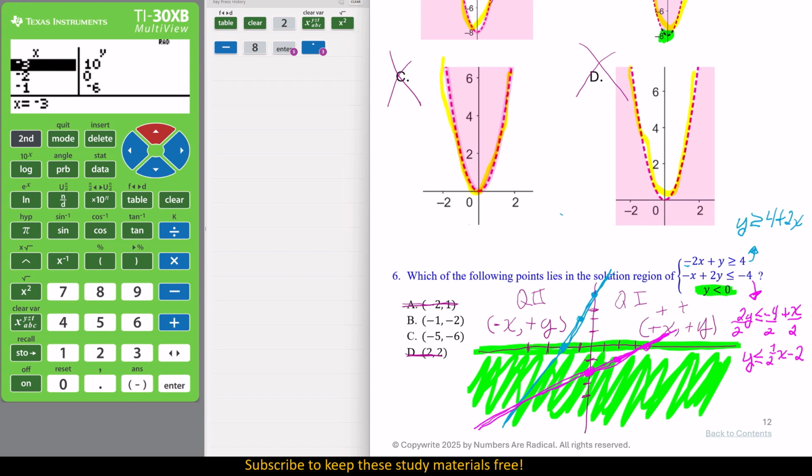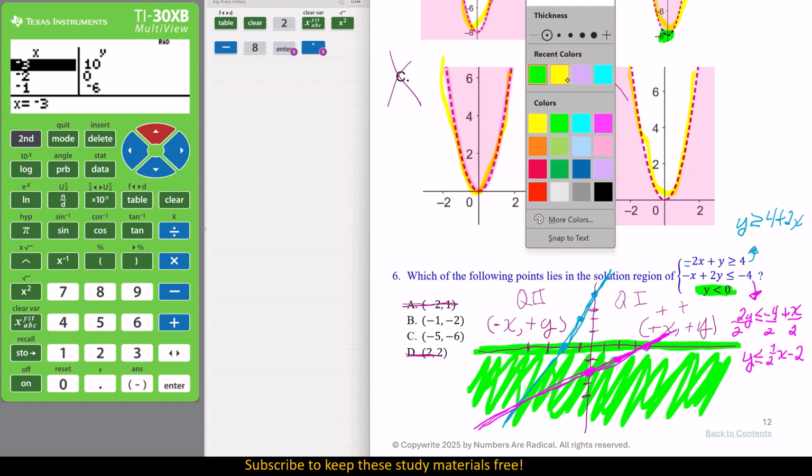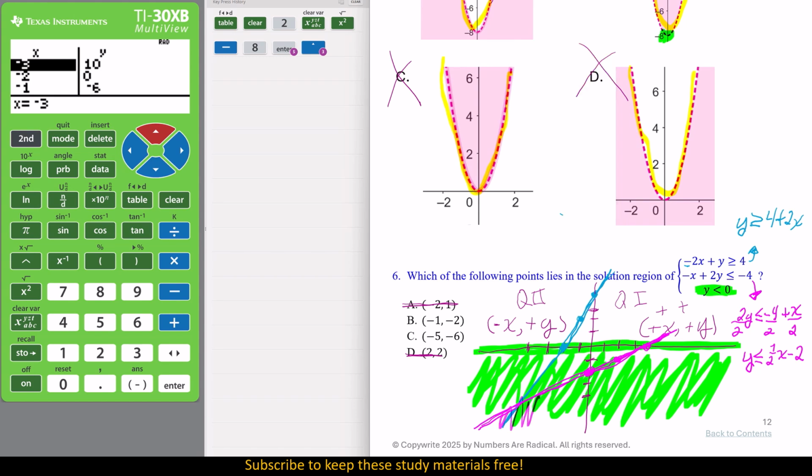Now that I have this sketched, let's analyze what I have. I need to see which one of these will fall within where I'm going to color. So let me get back my pink. So the pink says all my y values are less. So let me color that in.